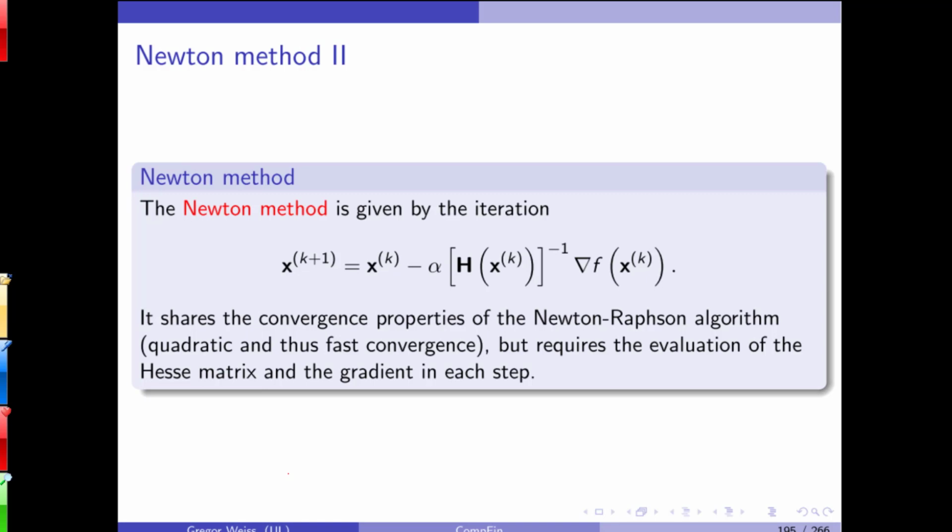So this is the Newton method. You can see you are not simply using the normalized gradient now, but you're using the gradient and the Hess matrix. You're using additional information from the curvature of the function, that is the second derivatives of the function. So x_k minus alpha times the inverse of the Hess matrix times the gradient, and it shares the convergence properties of the Newton-Raphson algorithm. It's quadratic and thus quite fast, but requires the evaluation of the Hess matrix and the gradient in each step.